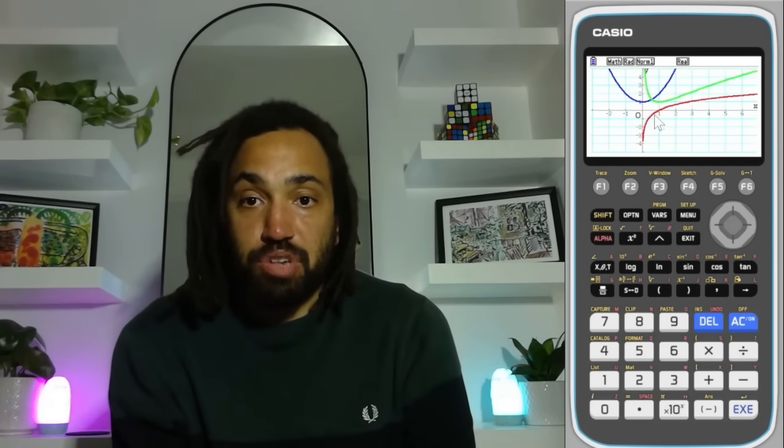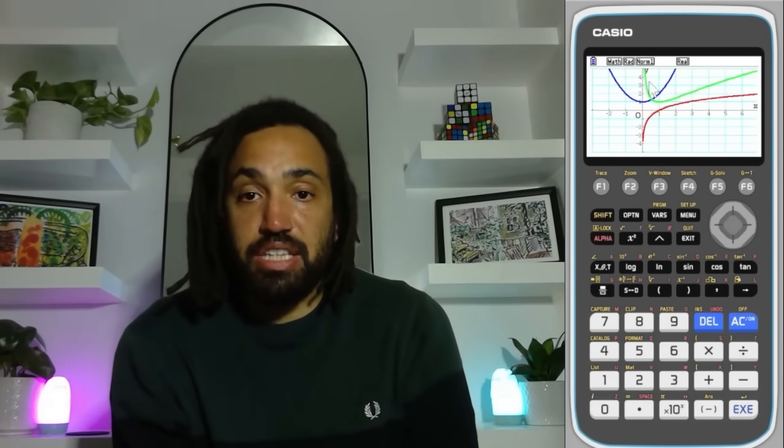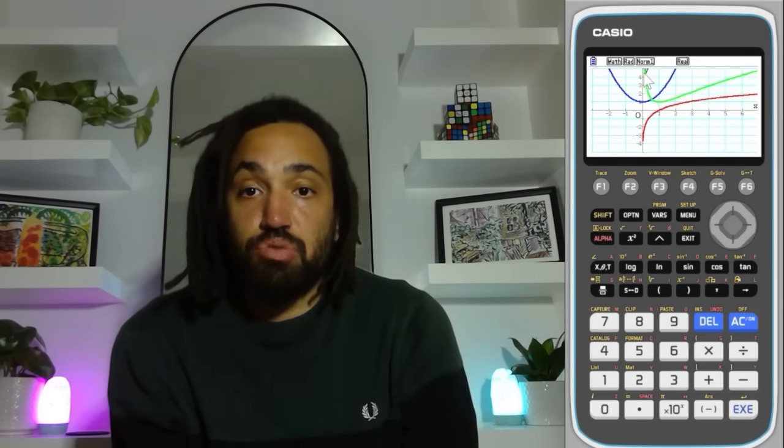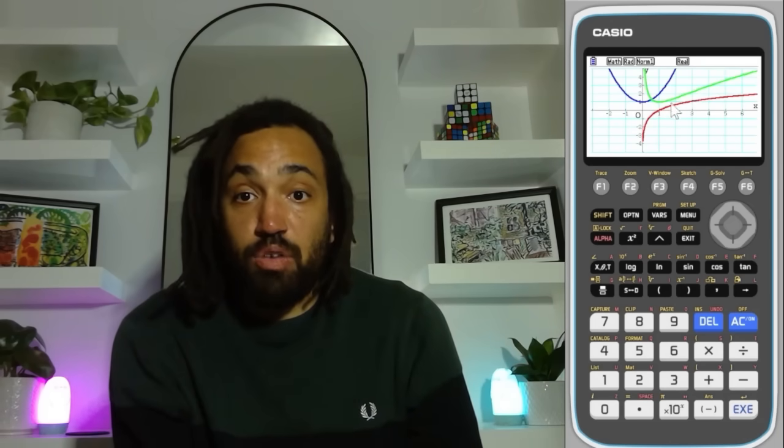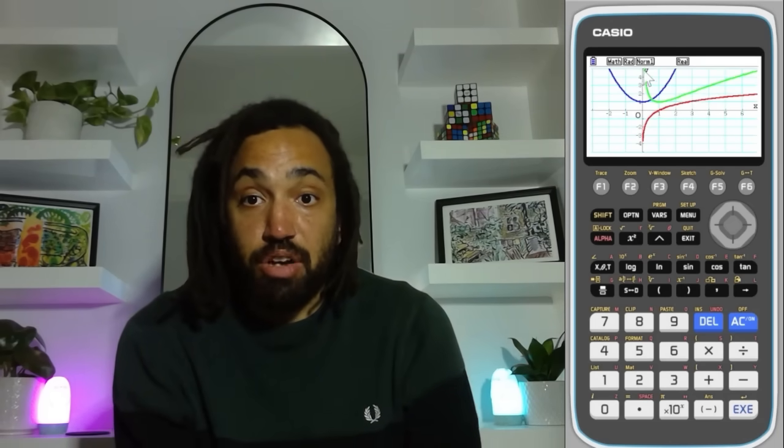So f is the quadratic in blue, g is the ln function in red, and f of g is the green function. Now you can tell the domain of f of g is x greater than 0 just by looking at the graph. And let's say you wanted to find the range of f of g.